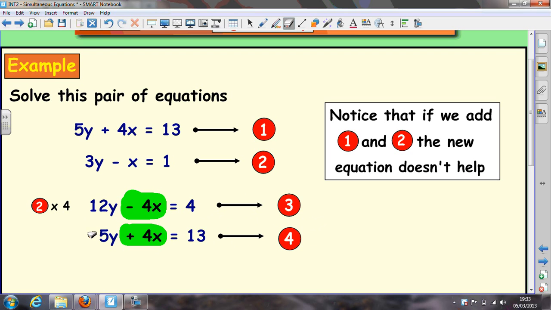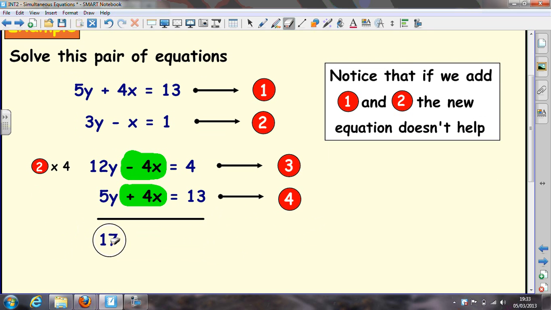I'm now only going to deal with equation 3 and 4, and these are the equations we're going to add together. So if we add the y's, we get 17. If we add the minus 4x and the plus 4x, they cancel each other out or disappear, and the 13 and the 14 makes 17.